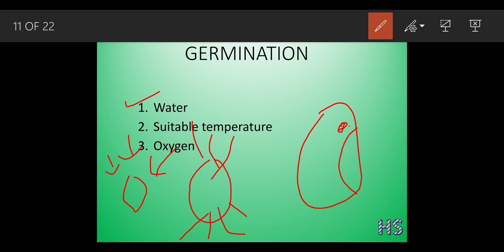And water is also necessary for the chemical reaction. Why chemical reaction? Because it will help the seed to store up the food in the cotyledons, and it can be utilized by this embryo which is present inside the seed. So water is very necessary.